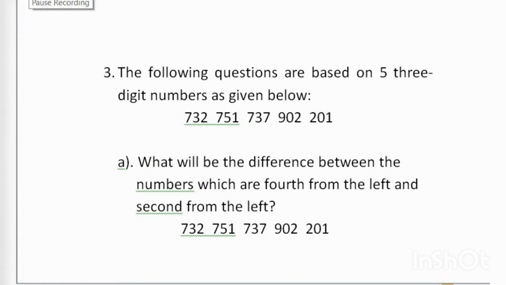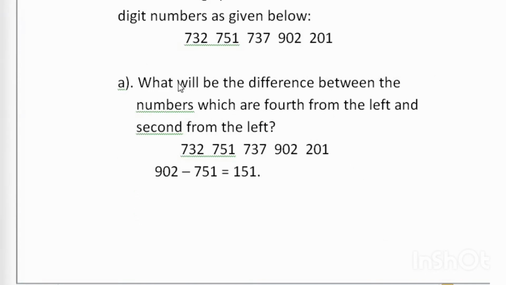This is the third workout question. The following questions are based on 5 digit numbers as given below, and the first question is, what will be the difference between the numbers which are fourth from the left and second from the left? So which is the number fourth from the left? It is 902, and second from the left it is 751. So the required difference is 151. So the answer is 151.